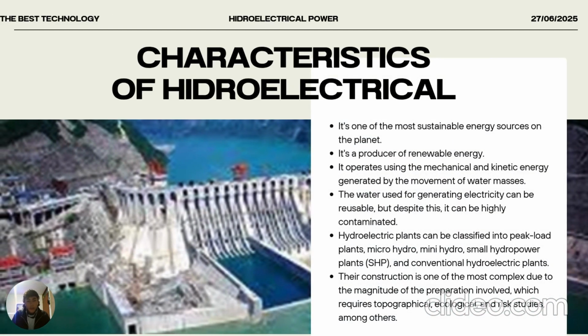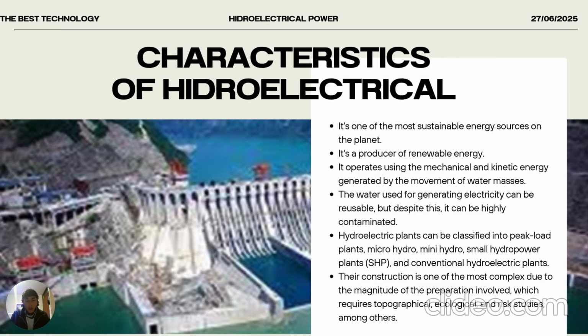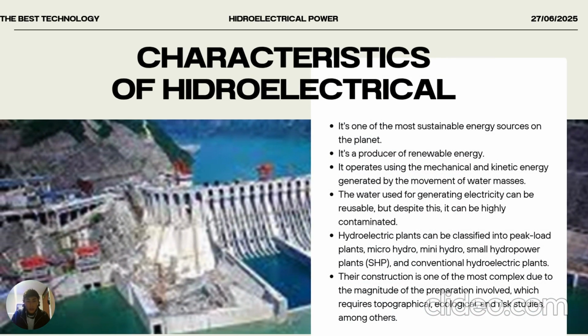Characteristics of hydroelectric power: it is one of the most sustainable energy sources on the planet. It's a producer of renewable energy. It operates using the mechanical and kinetic energy generated by the movements of the water masses. Hydroelectric power also maximizes the use of natural resources. The water used for generating electricity can be reused, but despite this, it can be highly contaminated.